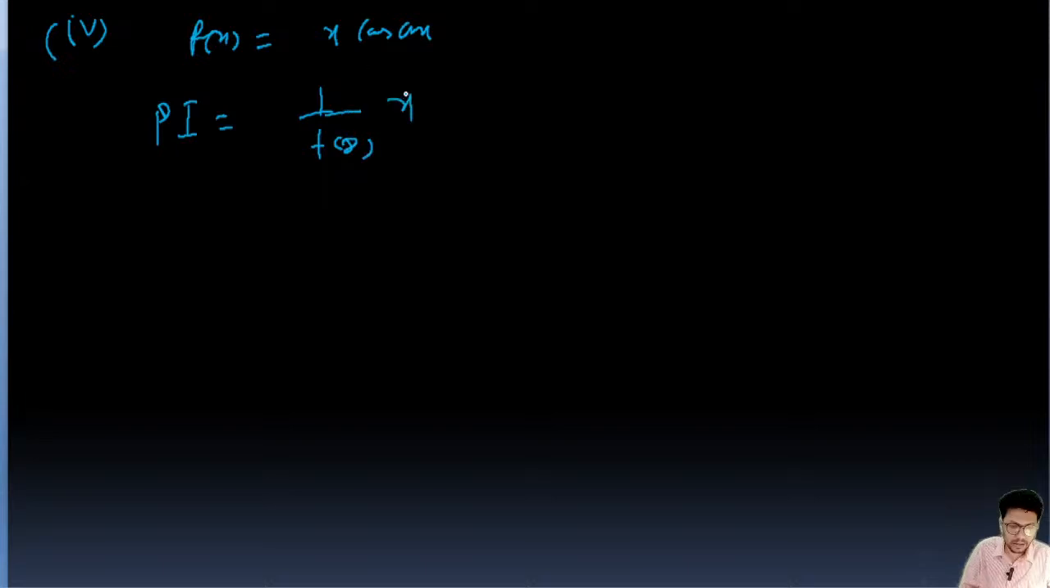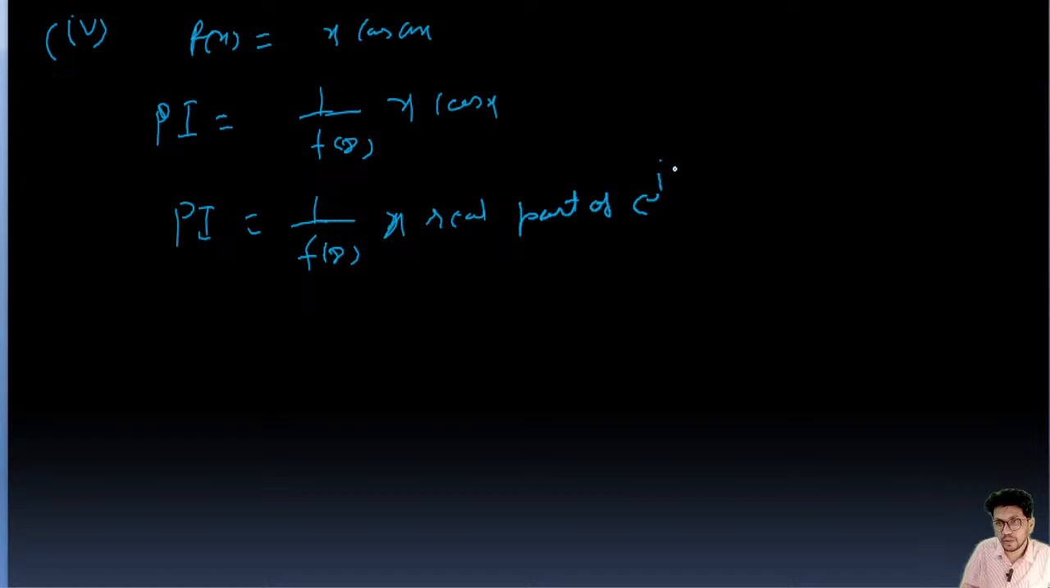Same thing for the sixth part: if R(x) is in the form of x cos ax, then PI is going to be 1 upon f(D) x cos ax, which is 1 upon f(D) x into the real part of e^(iax). The real part of e^(iax) is cos ax.